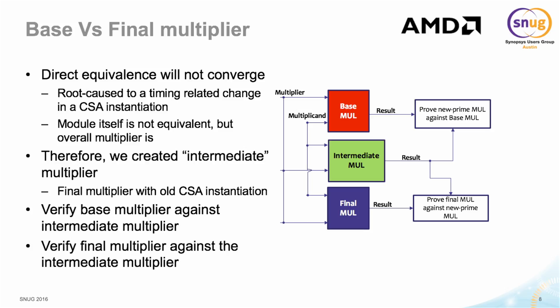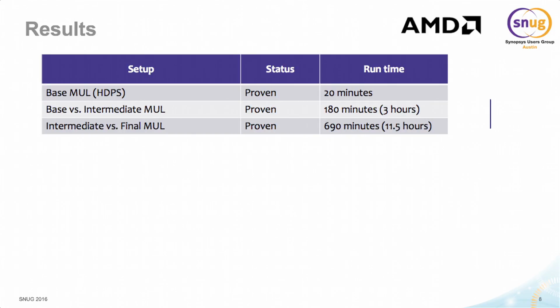There were two differences between base multiplier and final multiplier: power optimization and difference in sequence of compression of partial products. However, between base multiplier and intermediate multiplier, there was only one difference, power optimization, and there was only one difference between intermediate multiplier and final multiplier, which was the difference in sequence of compression of partial products. With this approach and after using the assume guarantee method, we were able to prove both intermediate multiplier against base multiplier and final multiplier against intermediate multiplier. With that, we were able to verify the multiplier design.